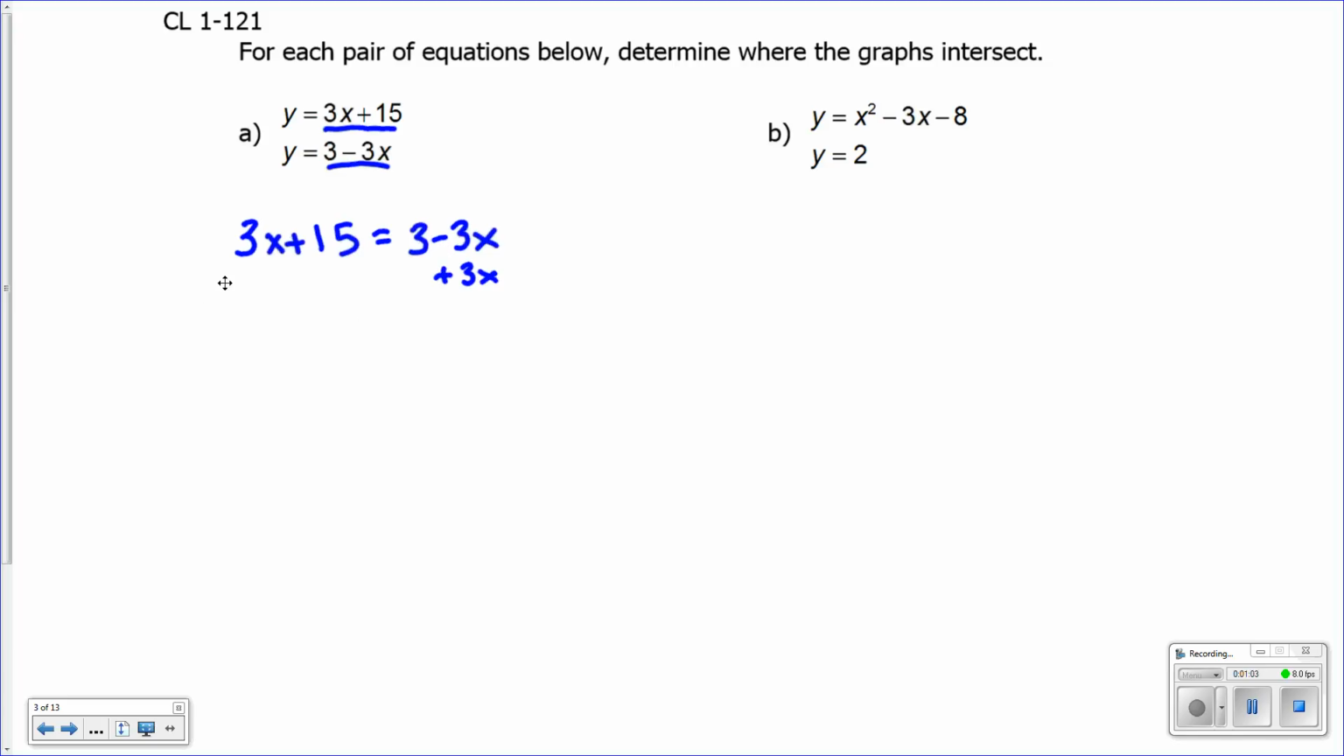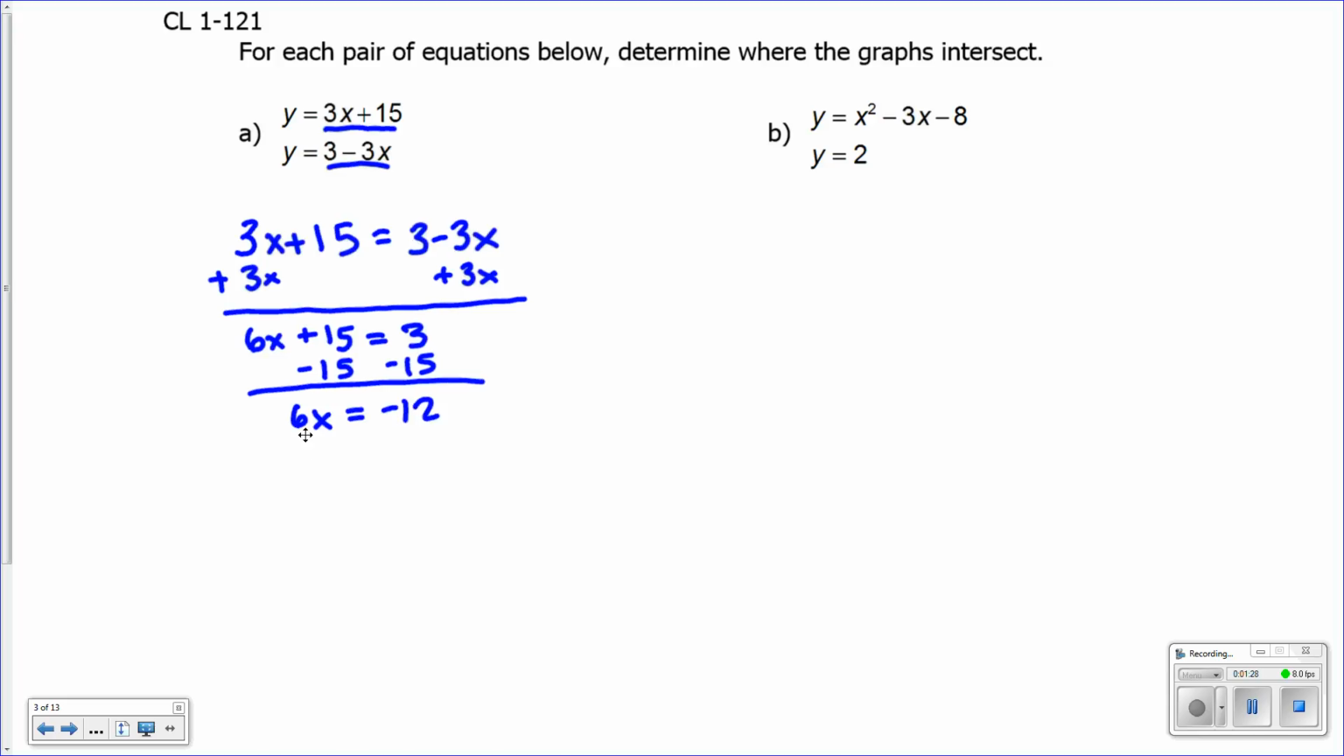Go ahead and add your 3x to each side. So we've got 6x plus 15 equals 3. Let's get rid of that 15 here. So we've got 6 times some number is going to equal negative 12. In which case we know that 6 times negative 2 is going to give us negative 12, so x has to equal negative 2.